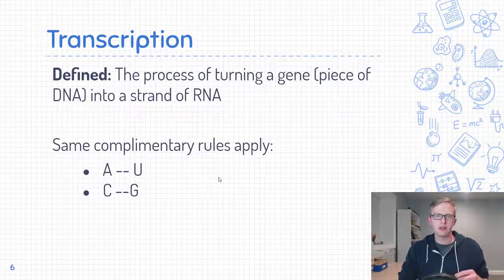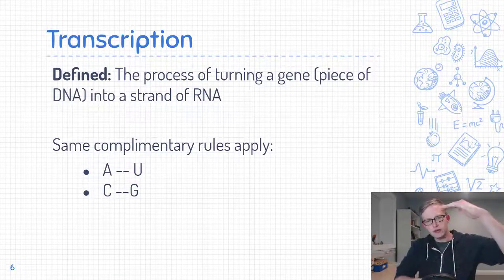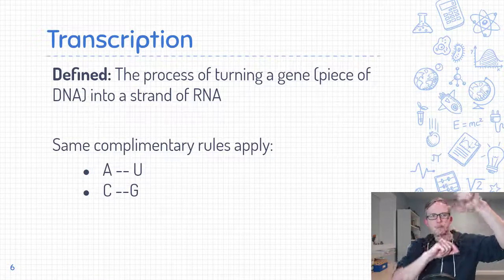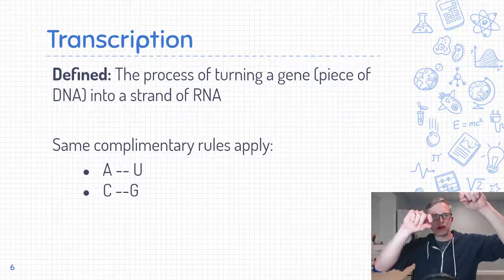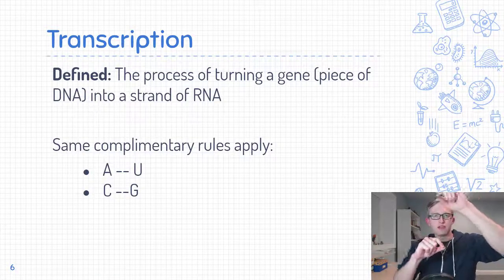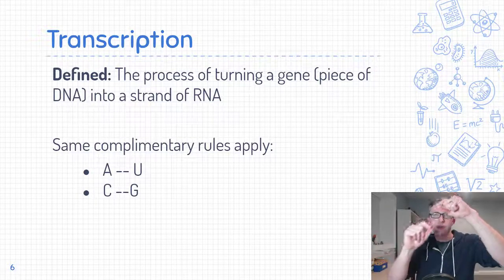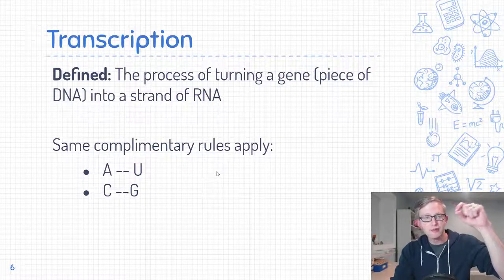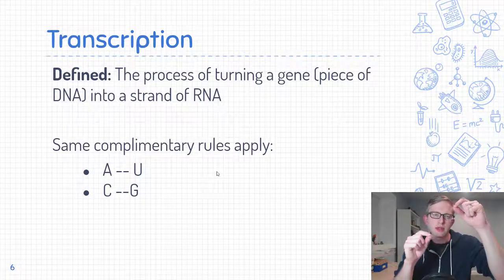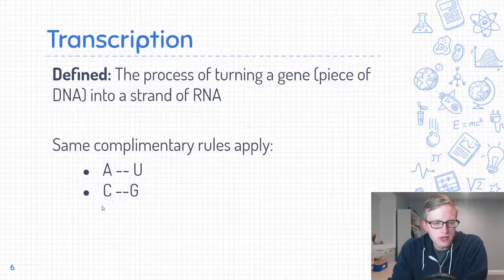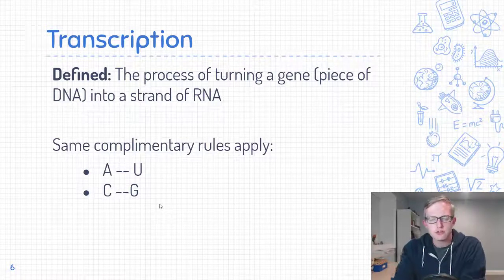So basically you take your double-stranded DNA, you unwind it for a second, and then you take one of those strands and you start matching up. If there's a C on the DNA, then you'd match it up with a G. If there's a T on the DNA, you'd match it up with an A. The only difference is that anywhere where you have an A on the DNA, that's going to match up to a U in RNA. So the same complementary rules apply. A's match up with U's, C's with G's, and you can reverse those.